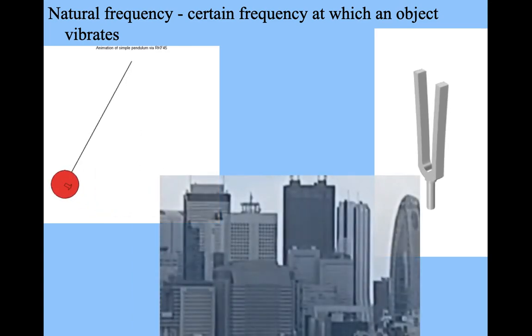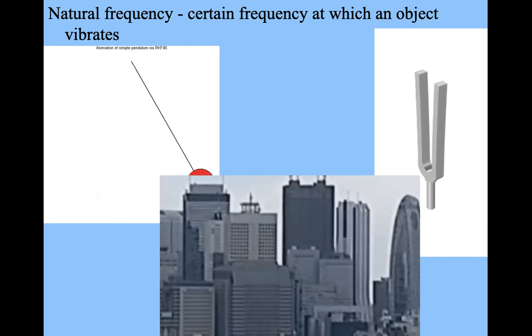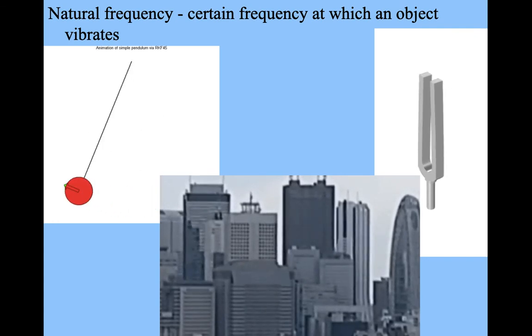Other things that might vibrate, even buildings. So this is a GIF of buildings. This is an earthquake in Japan, and the buildings vibrate back and forth with the frequency from the earthquake. Sometimes this happens with wind, but it's not always as pronounced with wind. So I get natural frequencies.